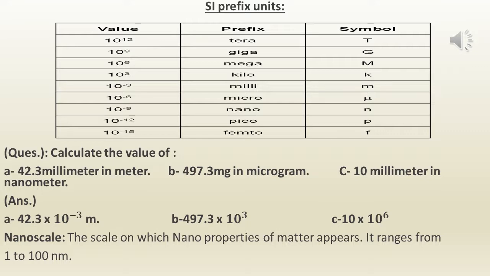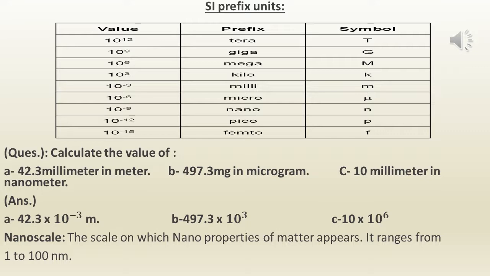For example, to calculate the value of 42.3 millimeter in meter, as we said, to convert millimeter to meter, we must multiply by 10 to the power negative 3. So 42.3 millimeter equals 42.3 times 10 to the power negative 3 meter.